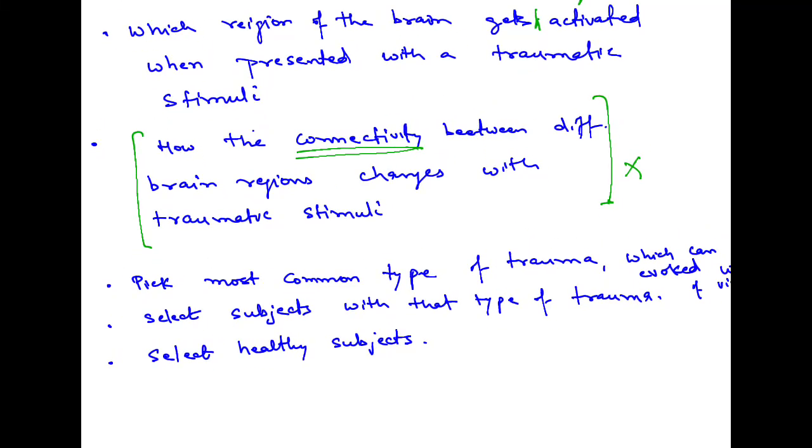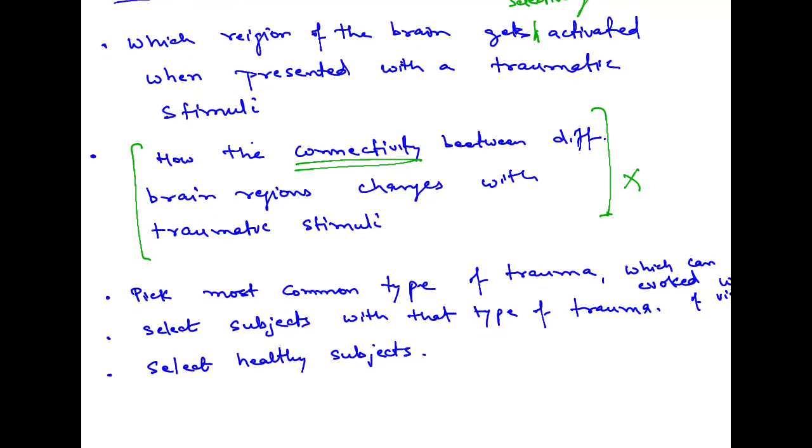Okay, so let's simplify the problem. Let's say you want to find, for a single subject only, which area gets activated when that person is feeling the trauma or is sort of in that situation. So let's forget about it, because yes, you are right. Different subjects may need different stimuli to evoke the trauma in them. But let's start with one subject. So what do we do?